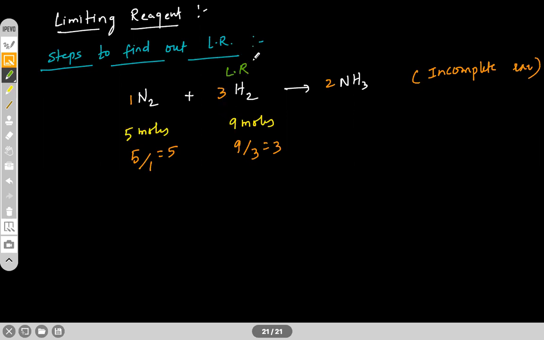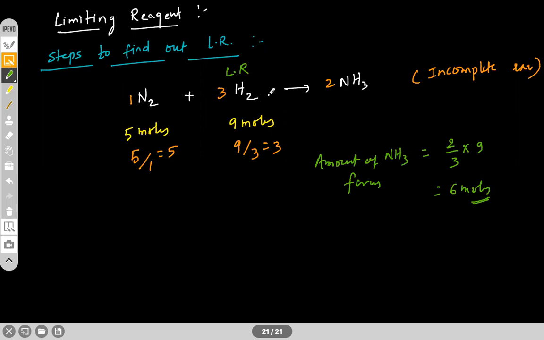Once you get the limiting reagent, the calculation will be based on it. So the amount of NH3 formed: 3 moles of H2 gives 2 moles of NH3, so 1 mole gives 2 by 3. But how many moles of H2 are we taking? 9 moles. Hence 6 moles of NH3 form, which you have already done.